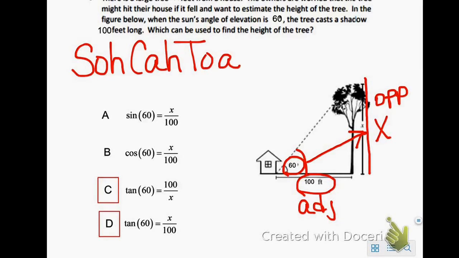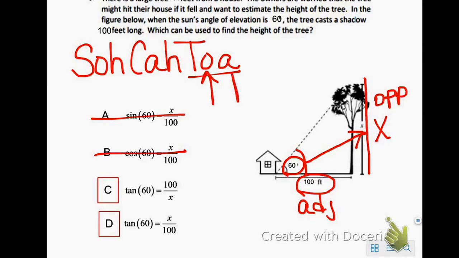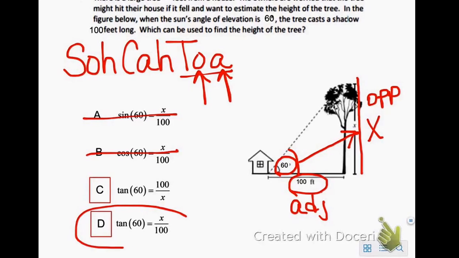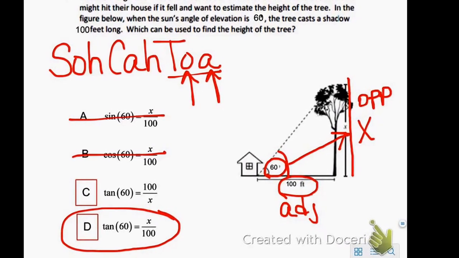So the only formula that does not use hypotenuse would be tangent. That would eliminate choice A and B. So I've got to decide, do I use choice C or choice D? Tangent is opposite over adjacent. So the opposite side is X and the adjacent side is 100. That would make the answer to this question D.